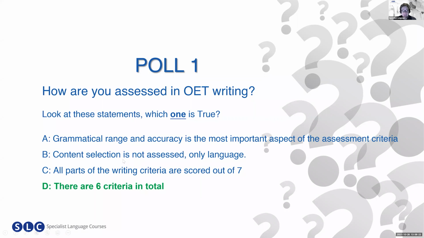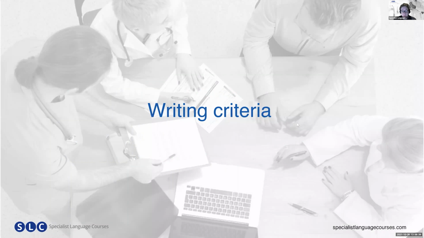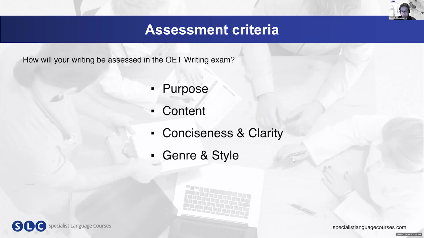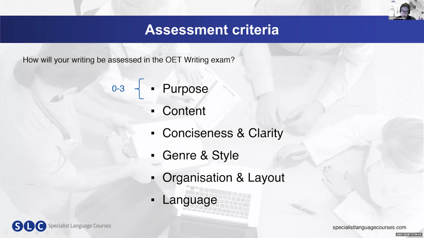Content selection is assessed as well as language, which some people find quite tricky. Not all parts of the criteria are out of 7, only 5 of them, but there are 6 criteria in total. So let's take a little look. The writing criteria: we've got purpose, content, conciseness and clarity, genre and style, organization and layout, and language. So purpose is out of 3 and all the rest are out of 7.